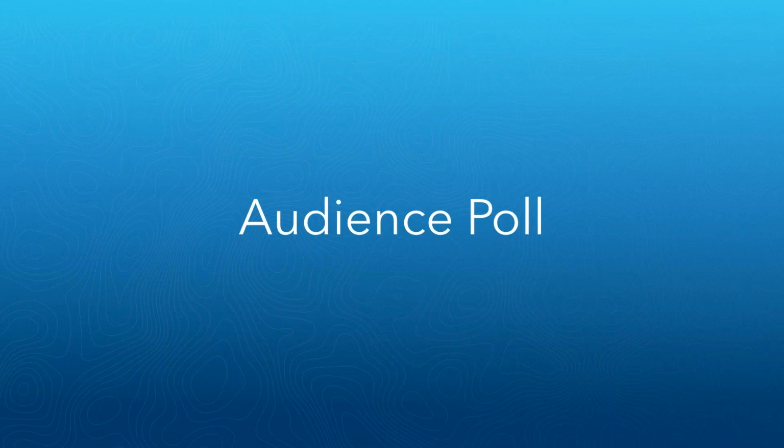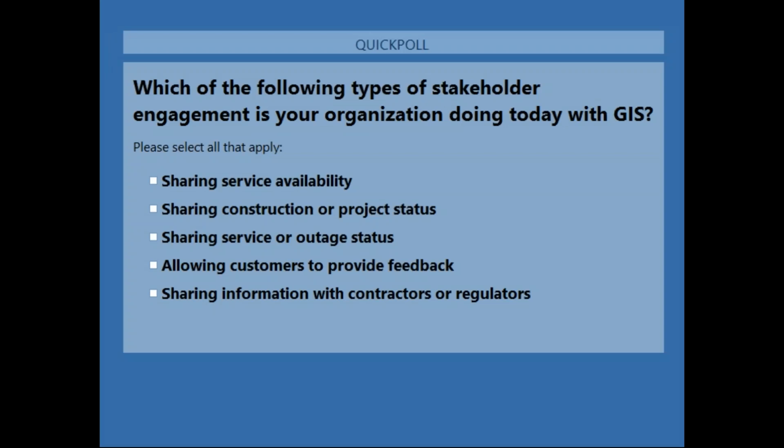So let's launch the second one, which again applies only to the kinds of stakeholder engagement you're doing today with GIS. So if you'd go ahead again, please, and begin voting on those which are applicable to your organization. Again, there's the same 5 choices: sharing service availability, sharing construction or project status, sharing service or outage status, allowing customers to provide feedback, and sharing information with contractors or regulators. And again, you're voting only on those for which you're using GIS today, not other technologies. This is focused solely on where GIS is supporting your stakeholder engagement.